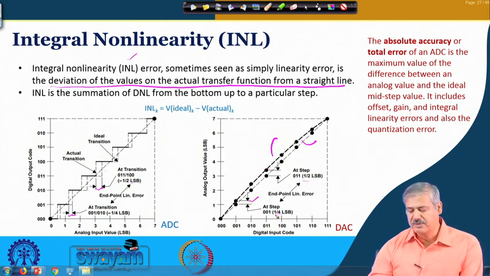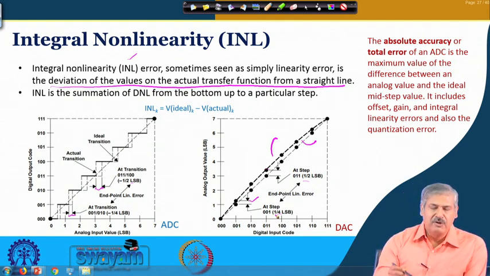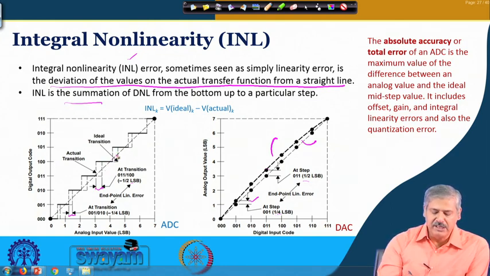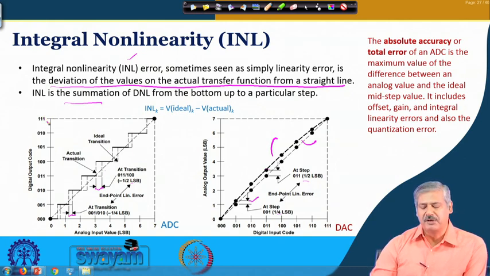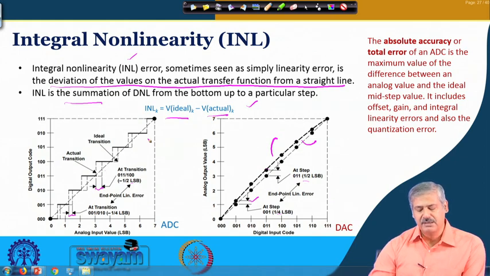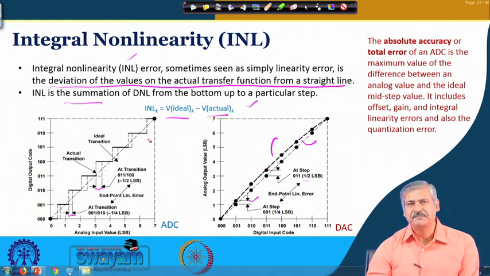These are some examples that you can see. Now we have already seen DNL error. If you add them up to a kth point from the beginning, then you get the INL error of that particular value from the beginning up to that particular step. So it is the summation of those values. From this definition we have already seen the ideal and actual. If you subtract, you get the INL for both the cases.